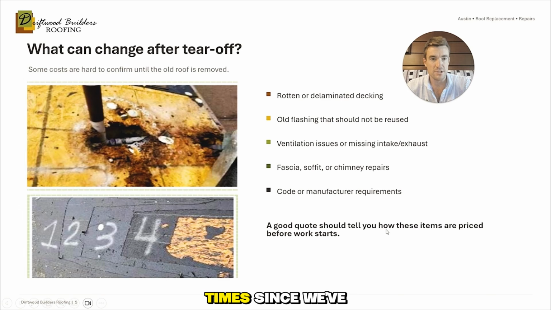Or a lot of times, since we've been in business for 21 years, we know the specific pockets of Austin where that's going to need to be replaced fully. But on average, we usually account for 10% of the decking needing to be replaced. So those are some additional charges that can get factored in. At Driftwood, we charge $100 for each sheet of decking that needs to be replaced. And when we discover that, we take pictures and send them to the homeowner, so there are no surprises there.